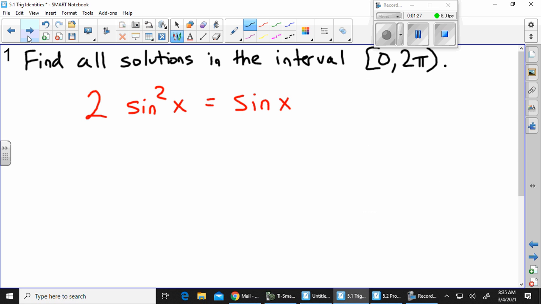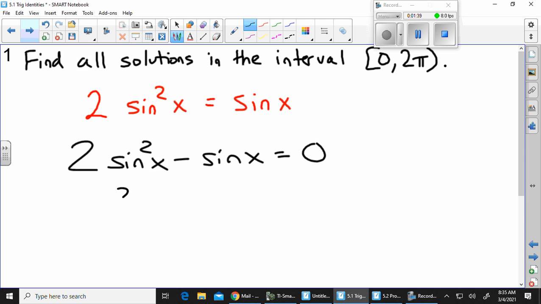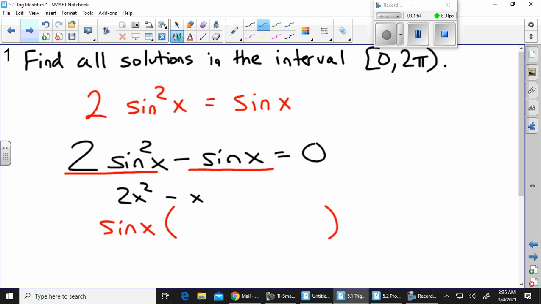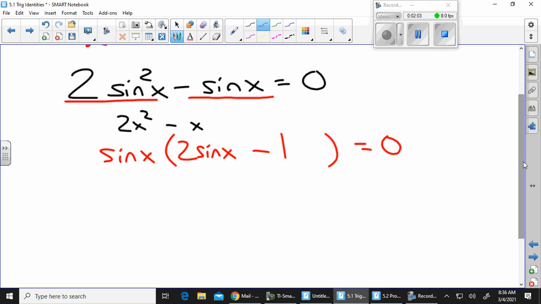So, question like this, 2 sine squared equals sine of x. You cannot divide by sine. What I try to show people is this is really 2x squared minus x. And if you were going to do that, you would factor out an x. Well, you're going to factor out a sine x. When you factor that sine x out, you now have 2 sine x minus 1. Zero product property, just like equations. Each factor gets set equal to 0.